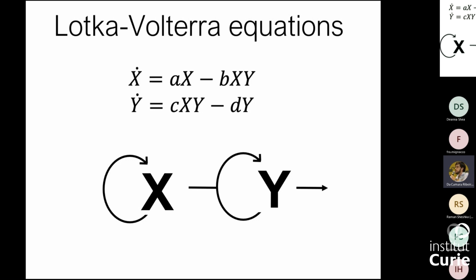X self-activates, so the rate of X production is proportional to itself, the positive term here, and Y also self-activates, so the rate again is proportional to Y and X because it needs X. And this term you find because X is consumed, so it disappears from here, and then you have a simple first order decay, right?